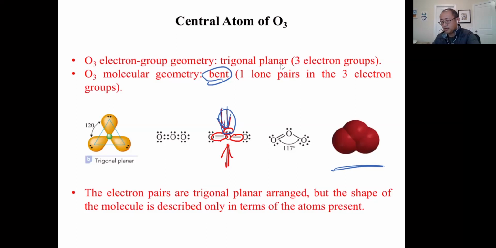Okay, the model of ozone looks like this. 3 oxygens. See that? A single bond and a double bond is shorter, so we would kind of put it differently, but the geometry is bent.